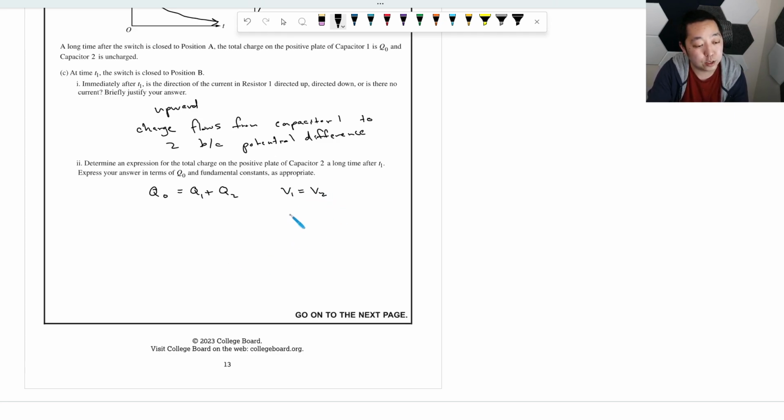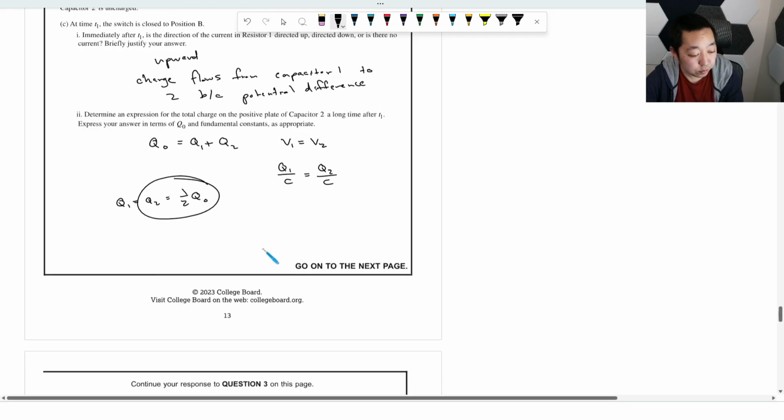Okay, so we know that the voltage is Q over C. So that means if they're the same capacitance, then they'll have the same charge. So that means it's going to split evenly, right? So that means Q1 will equal Q2, which will equal 1/2 Q0. Total charge of capacitor 2 is that one.